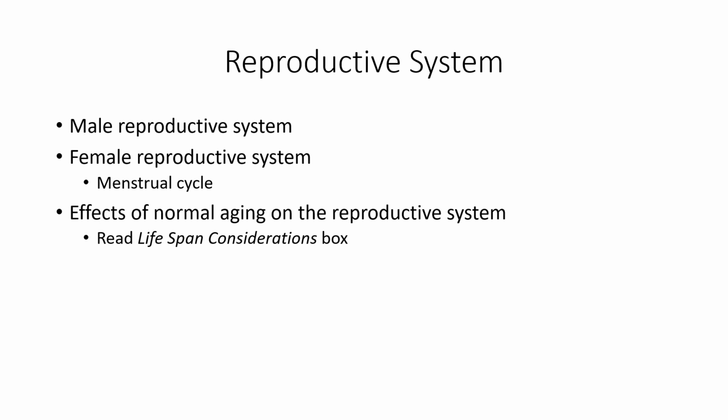Okay, this is something you already learned in A&P, and we're not going to focus on that. So just know that it's divided into three phases with the menstrual cycle. You have menstrual, preovulatory, postovulatory. If you wish to look into that further, by all means, do so. Next is the effects of normal aging on the reproductive system.